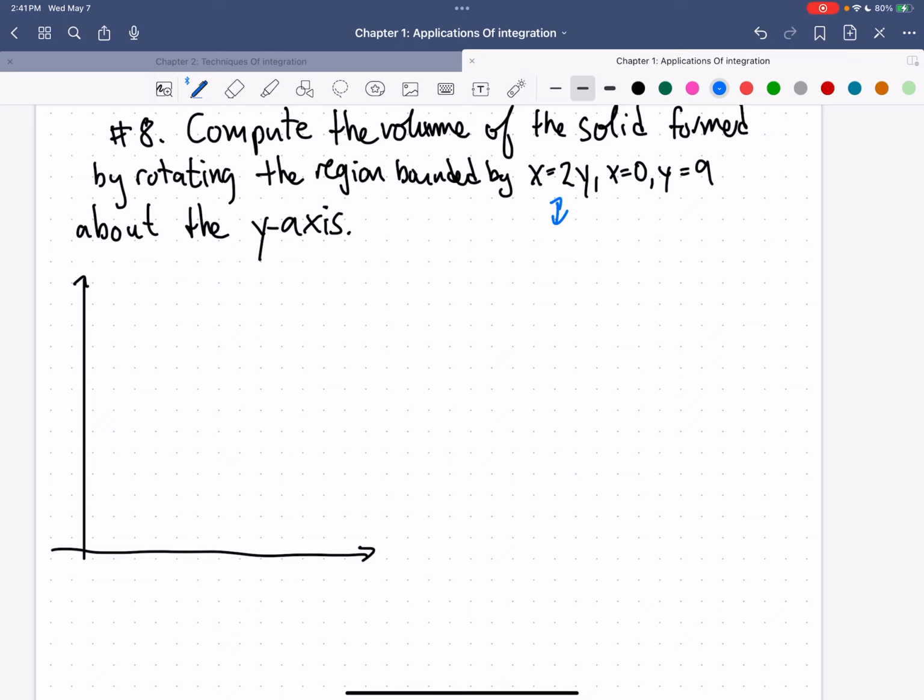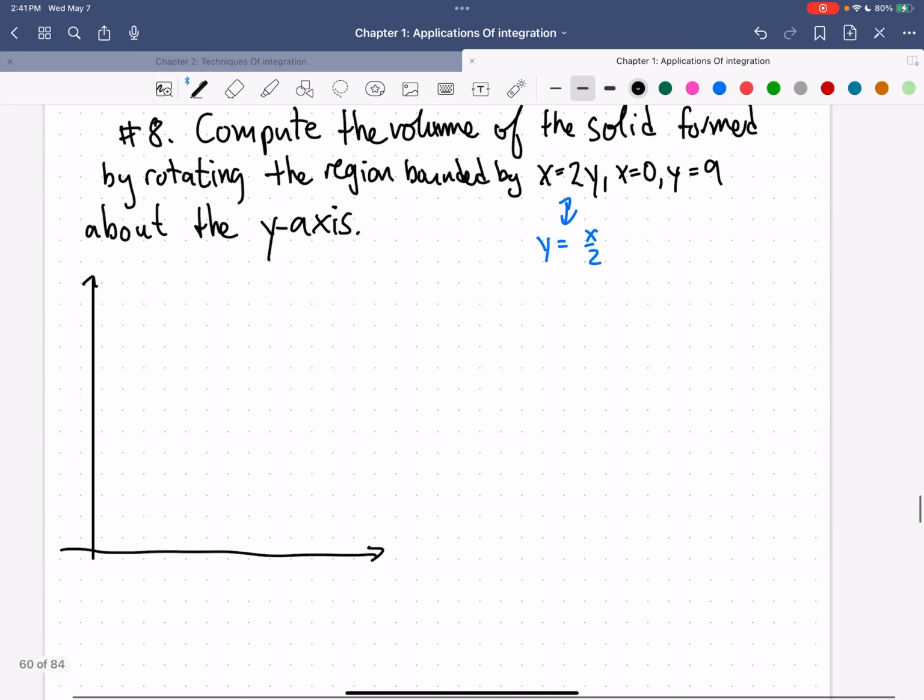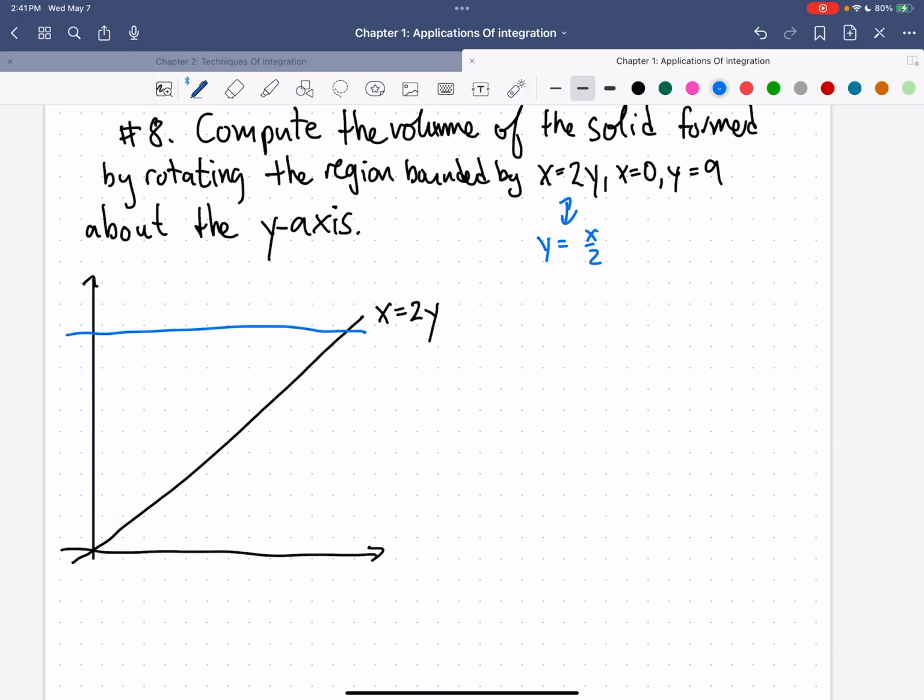Now, seeing it as x is equal to 2y, that's the same thing as y is equal to x over 2, if that helps for sketching. Because we can visualize what that looks like, right? We don't know what the scale is for these axes. This can be our line, x is equal to 2y. And then we're bounded by x is equal to 0, so the y-axis, and y is equal to 9. So that means the region that we're dealing with is this one.